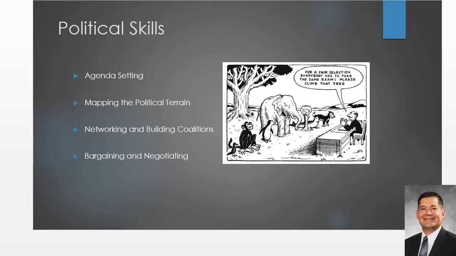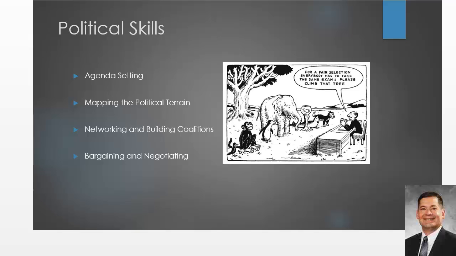And the cartoon to the right is a great example of agenda setting in terms of the exam that each of these animals is going to have to take. And so I'm not quite sure. Either the bird or the monkey has the lead here. Depends on how far away from the tree they are and how high in the tree they have to get. All right, but anyway, you've got the idea here.